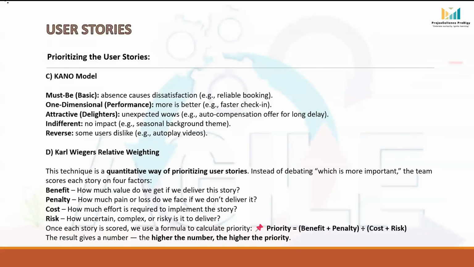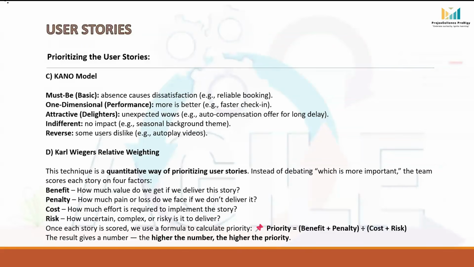Next is reverse. These are the features that some users may like but others actually dislike, meaning they can reduce satisfaction for part of your audience. For example, autoplay videos on a website. Some people enjoy content starting automatically, but many find it distracting or even irritating, especially if sound is enabled. For them, the feature actually reduces satisfaction rather than increasing it.